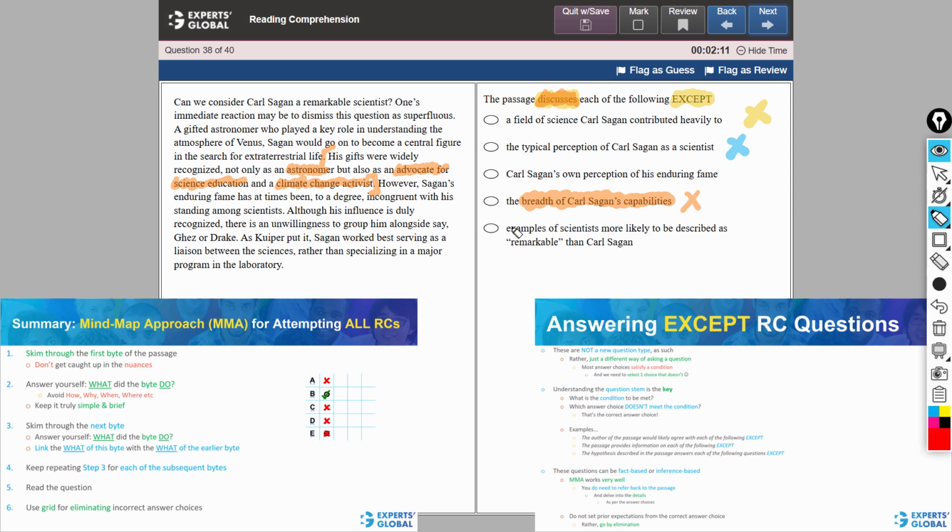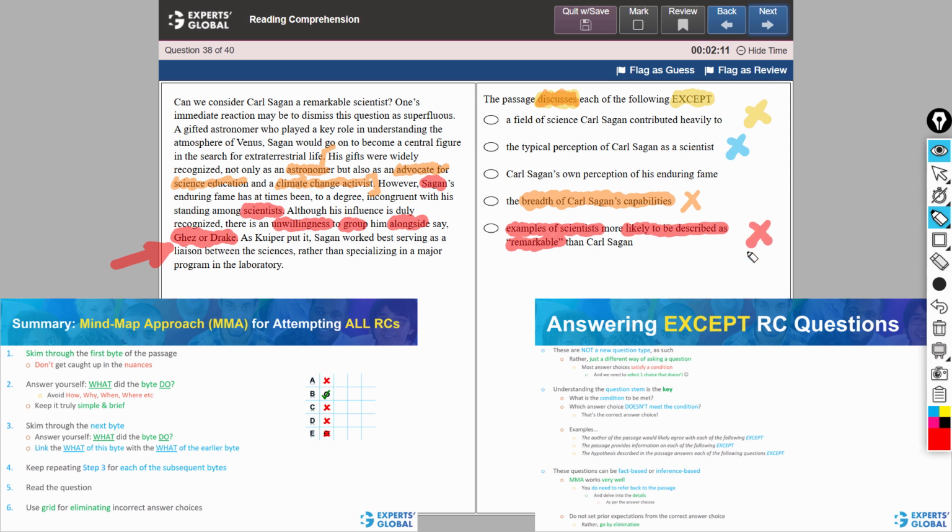Answer choice E is very interesting. Examples of scientists more likely to be described as remarkable are these 2 scientists, because the scientists in general are unwilling to group our scientist alongside these figures. Therefore, these figures must be truly remarkable. Therefore, this answer choice is also incorrect.